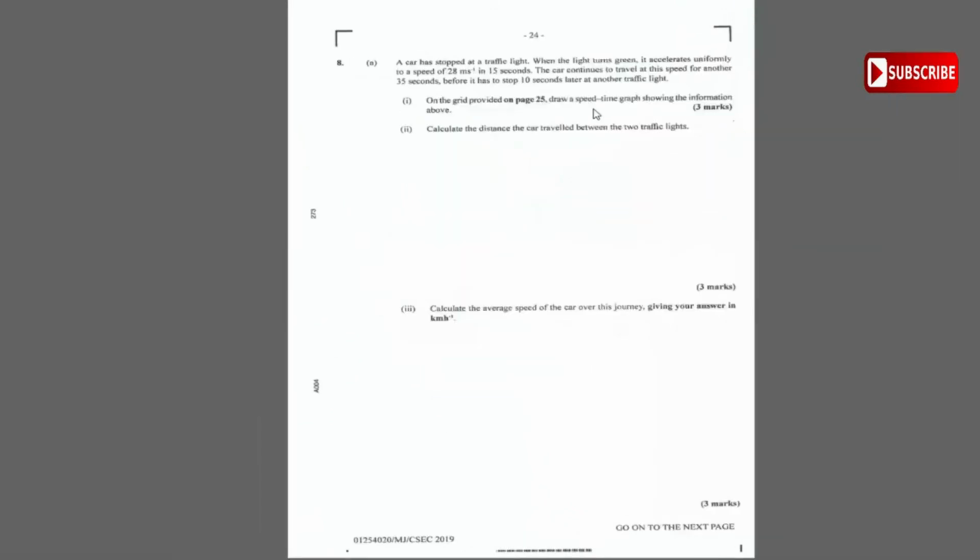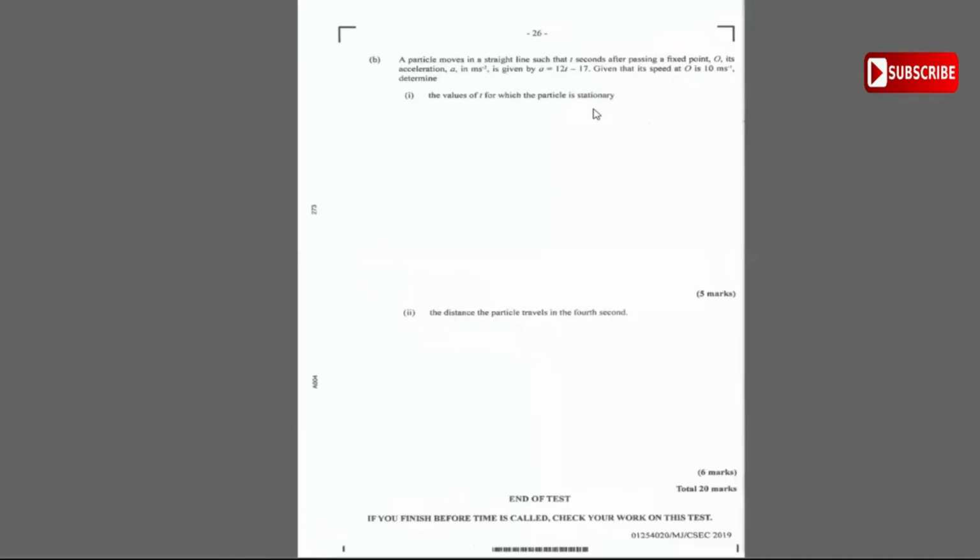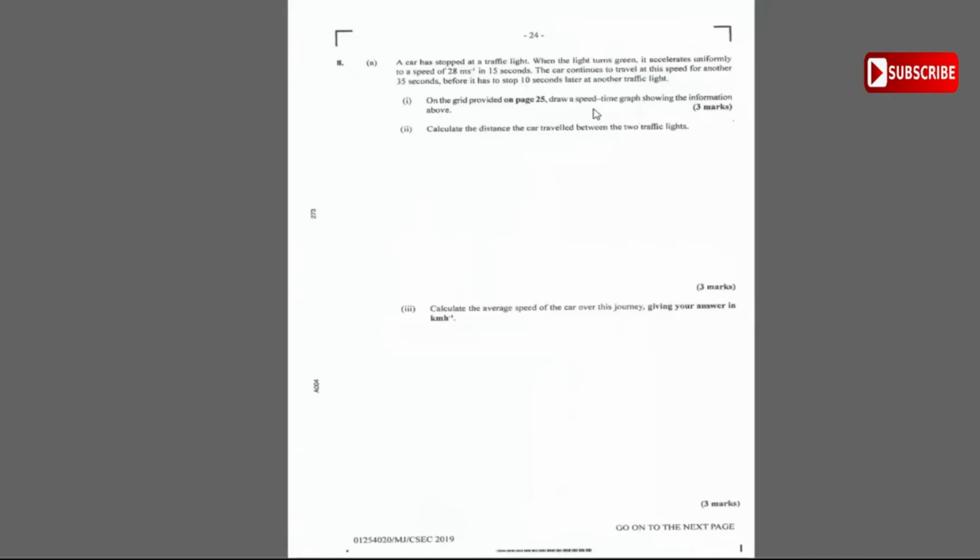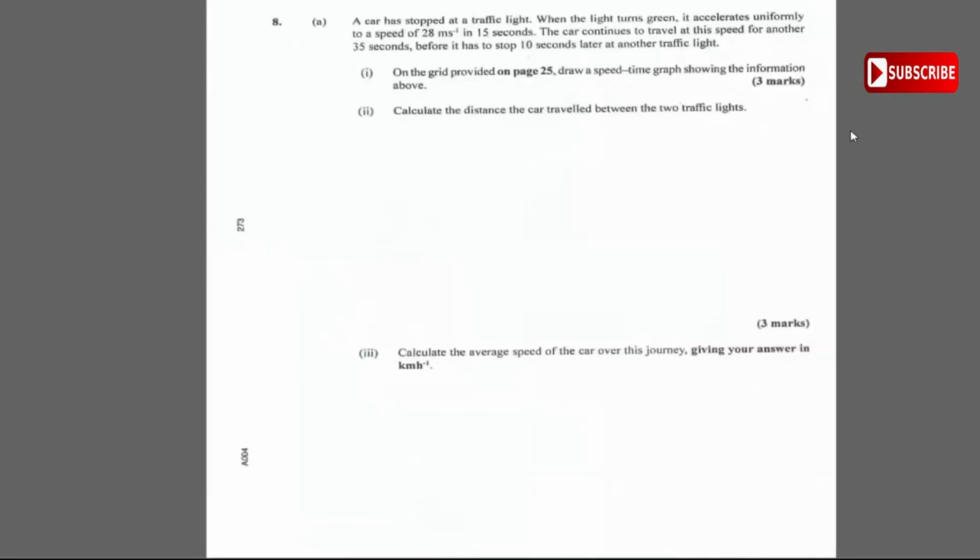All right. Now reach the final part of the question. And it says, a car is stopped at a traffic light, and when the light turns green, it accelerates to 28 meters per second in 15 seconds. It says the car continues to travel at this speed for another 35 seconds before it has to stop 10 seconds later at another stoplight. So draw the information on the graph.